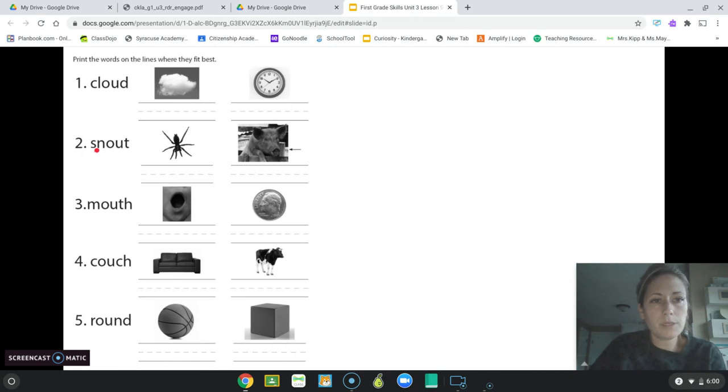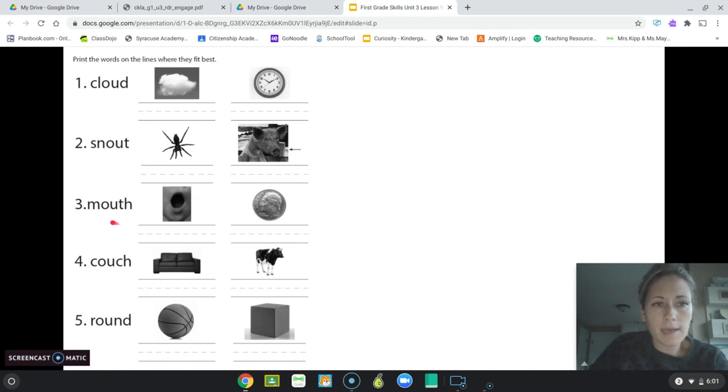All right, number two. Let's sound this one out. S, n, out. S, n, out. Snout. What is a snout? A snout is not a spider. A snout is what this arrow is pointing to. This pig's nose is called a snout. So we would write snout under this picture right here.